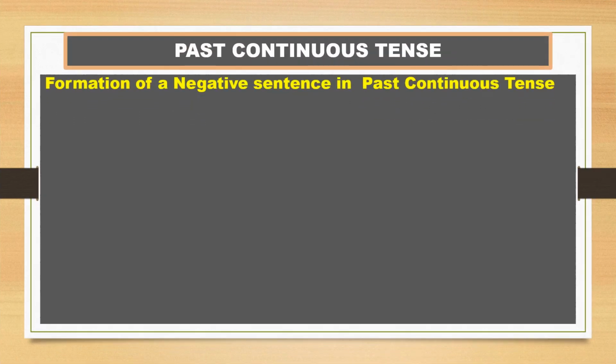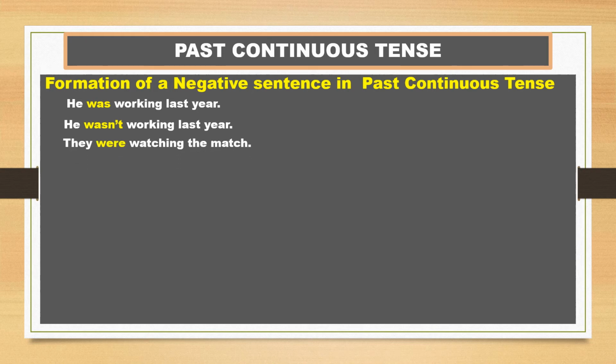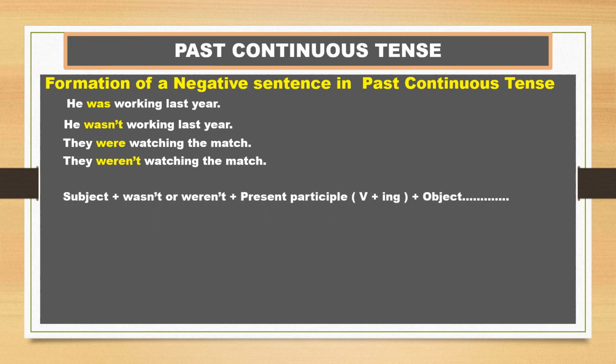Now let's learn the formation of negative sentence in past continuous tense. See the example. He was working last year. He wasn't working last year is the negative form of this sentence. They were watching the match. They weren't watching the match. This is the negative of this sentence. So the structure of the negative sentence is subject, then wasn't or weren't, then the present participle, that is verb plus ing, object, and the remaining part of the sentence.